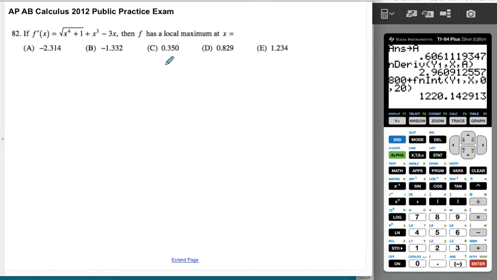All right, so this is definitely a calculator required. We are given f prime of x. We're asked when f has a local max. Okay, so here's what I need you to understand.